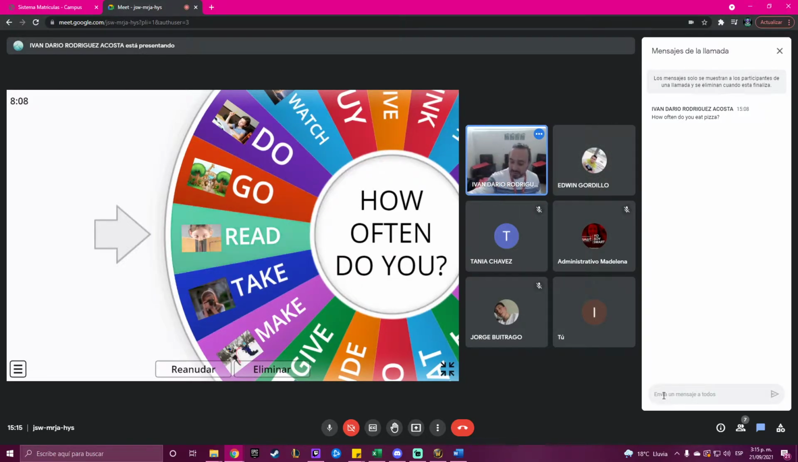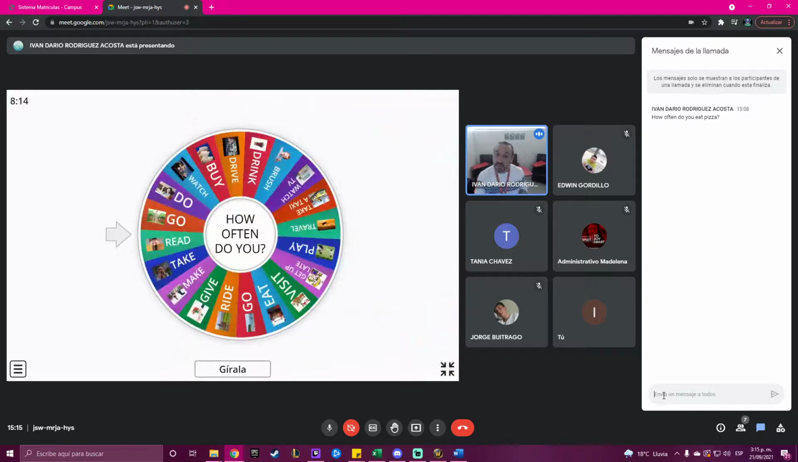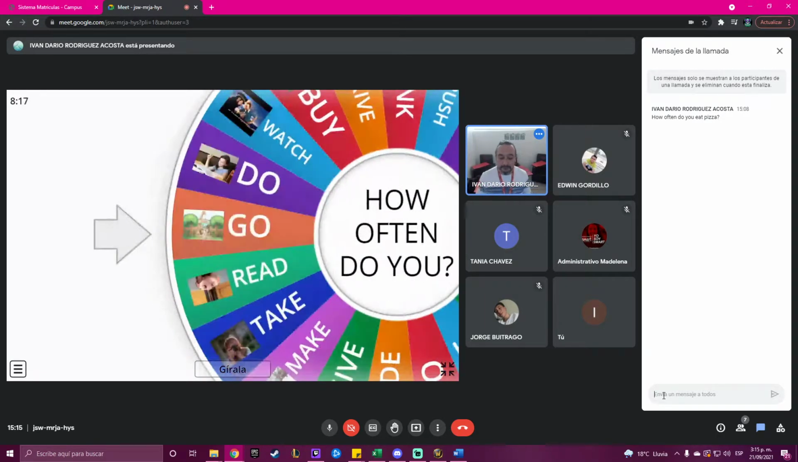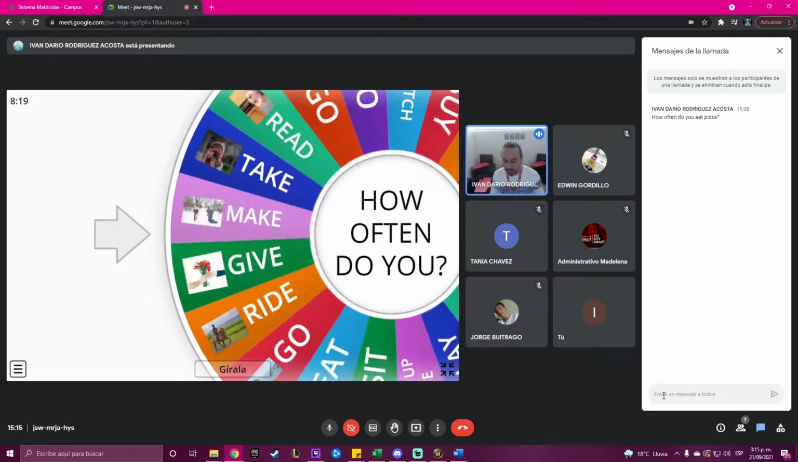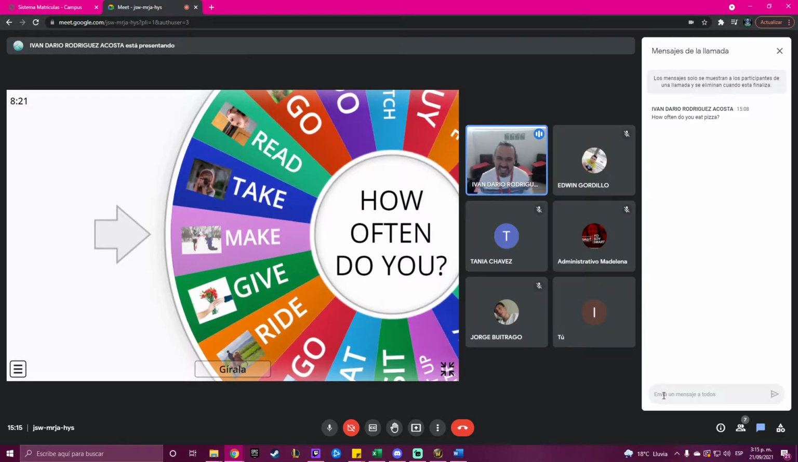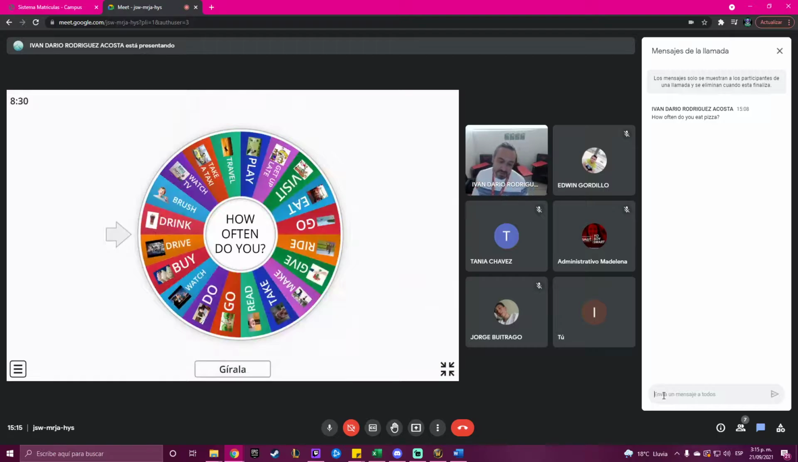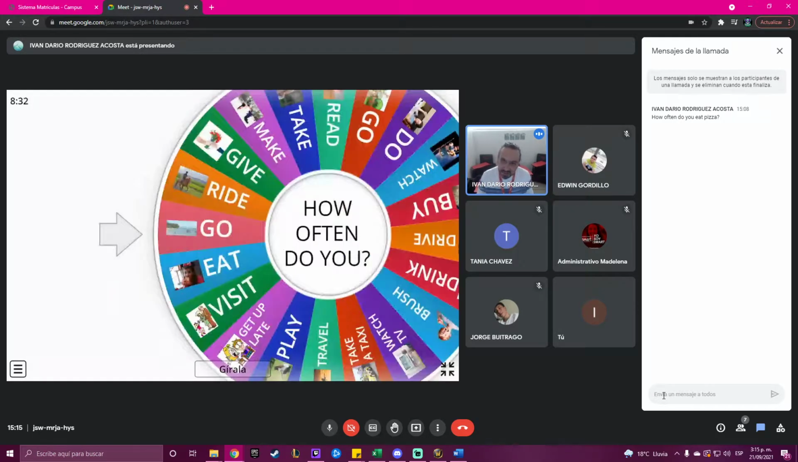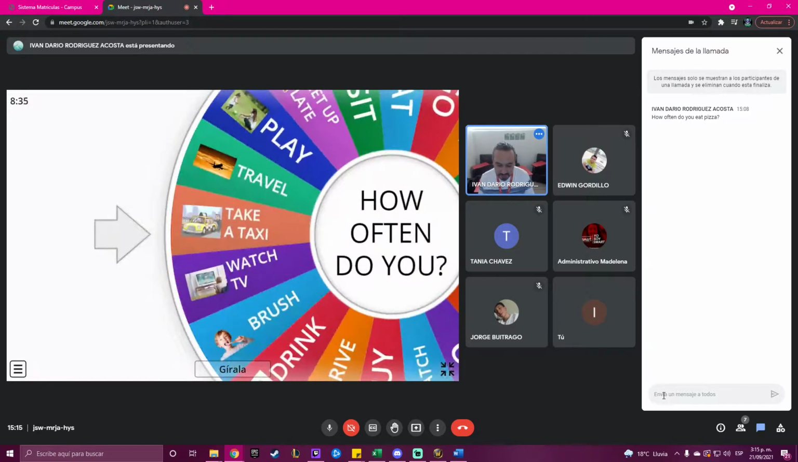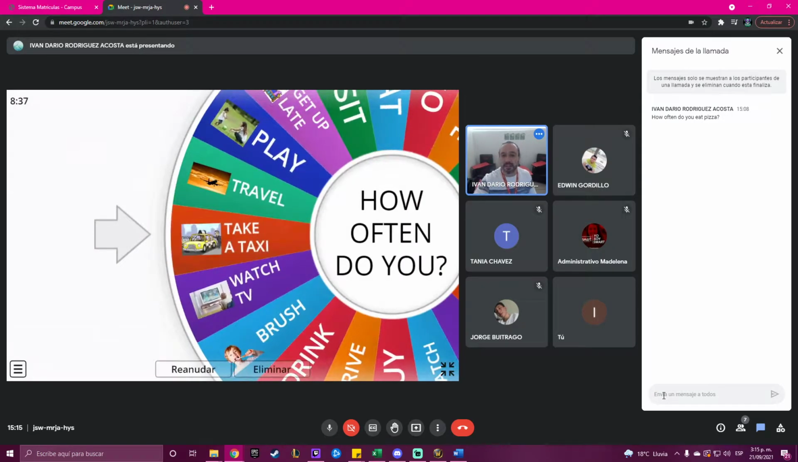Very good. Finally, we have Jorge's chance to make the question. So let's spin the wheel one last time. And the verb is going to be make. But that one is a crazy question because we have no snow here. So we are going to do it again. It's not possible to make a snowman in our country. This one. Make the question, please, Jorge.